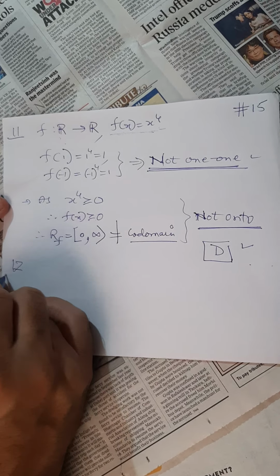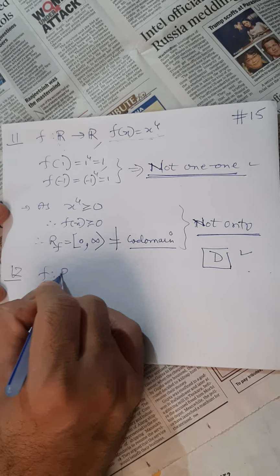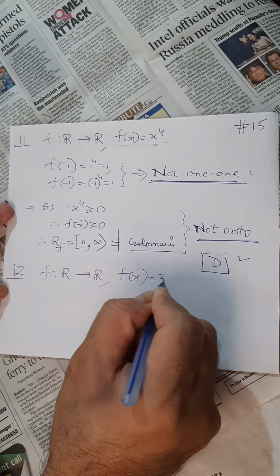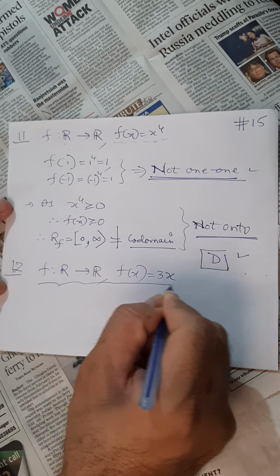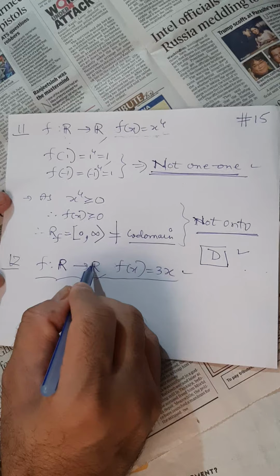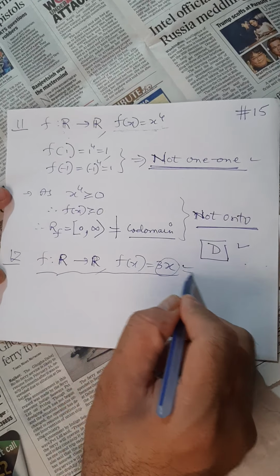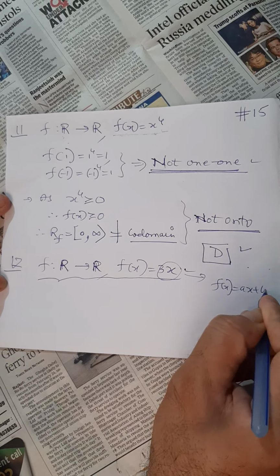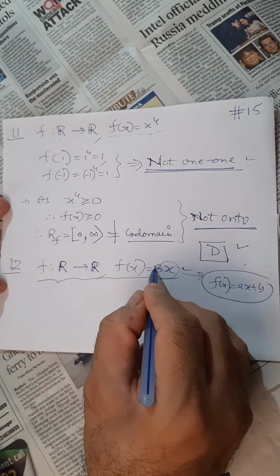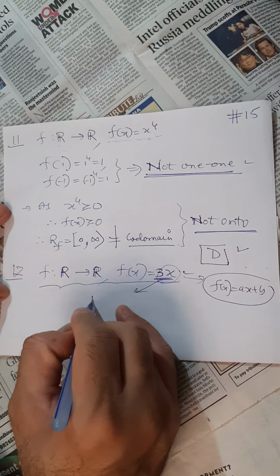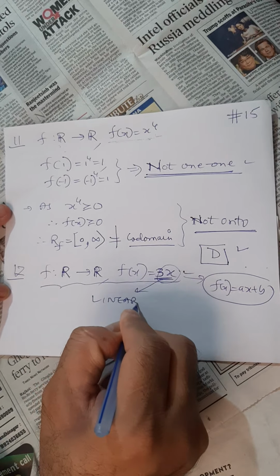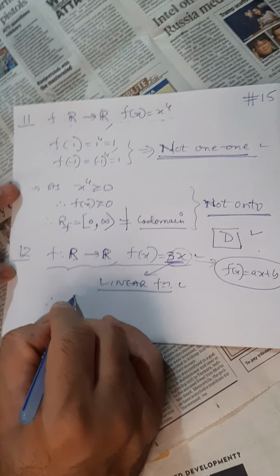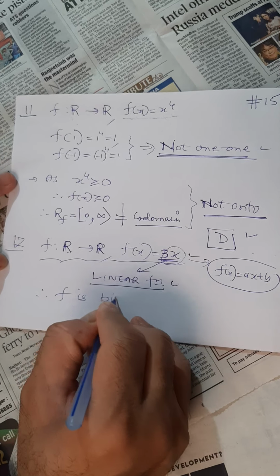12th question. f from real numbers to real numbers, f(x) equals 3x. Now recall just that remark. This is a function from R to R. What is this? This is a function of this type, f(x) equals ax plus b. Here b is 0. So this is a linear function. Linear function from where to where? R to R. So it is always bijective. So f is bijective here.